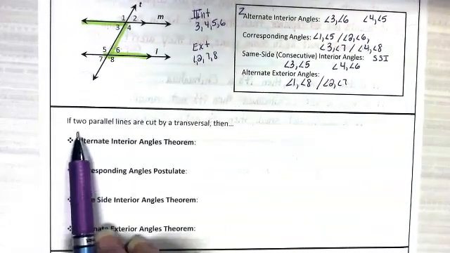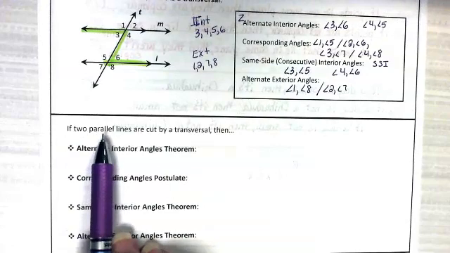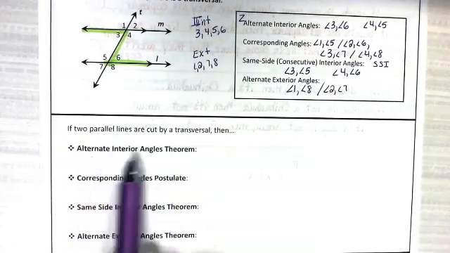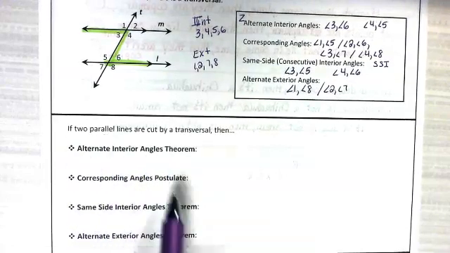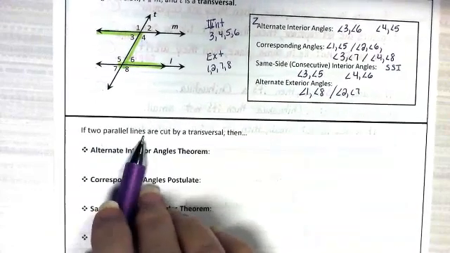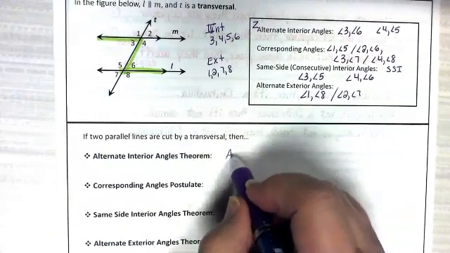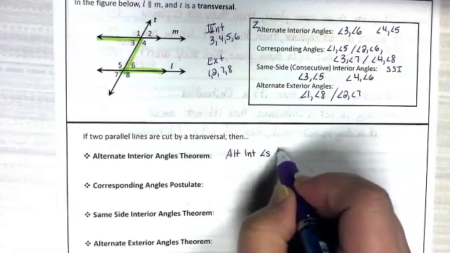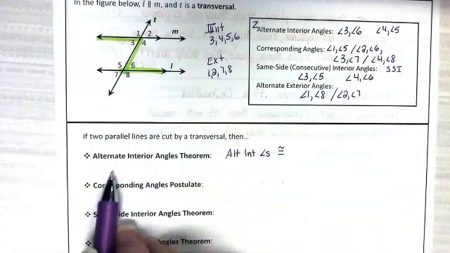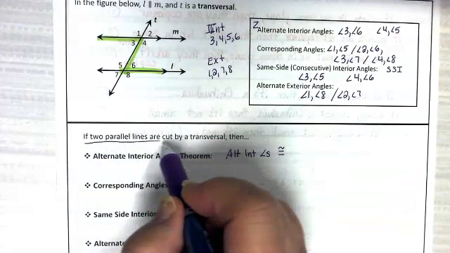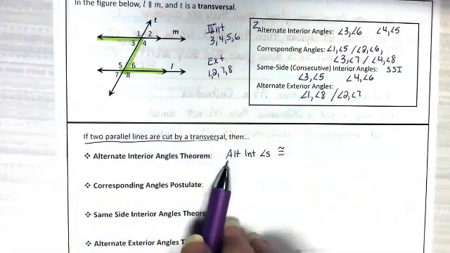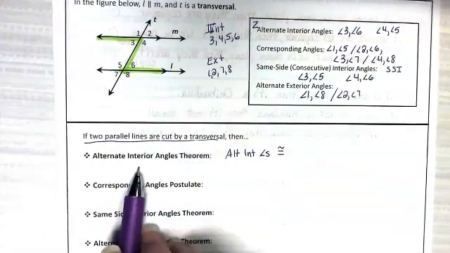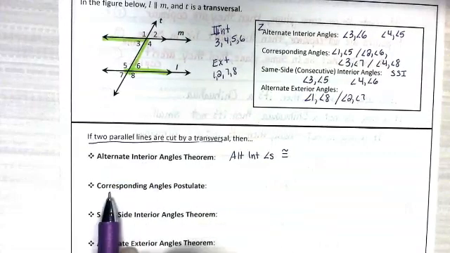Now we have some theorems that accompany. If the lines are indeed parallel, we have some theorems that say the alternate interior angles are congruent. So all of these rules start with if the lines are parallel. The alternate interior angles are congruent. And you can call that the alternate interior angle theorem.